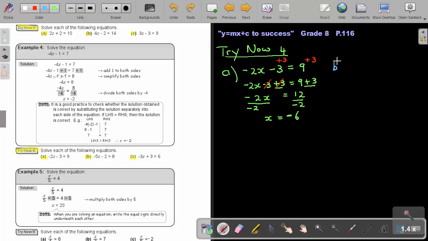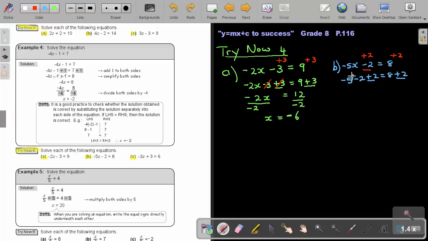Okay, let's look at number B. This was negative 5x minus 2, and that's 8. Again, I want the negative 5x alone. So I want to get rid of the negative 2, and the additive inverse will be positive 2. So I also do positive 2 on this side. And then I just rewrite. There's the one I add, and there's the one I add on this side. Oh, I forgot the x there.